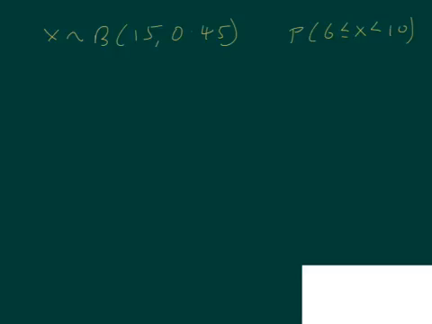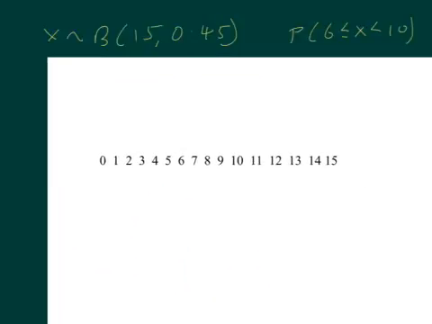Here's a third example. We've got a binomial distribution, 15 trials, the probability of success is 0.45. What's the probability that the number of successes is between 6 and 10? It could equal 6, but it couldn't equal 10. So we need to have a look at this row of numbers again. We want x to be between 6 and 10. It can equal 6, but it can't equal 10. So in other words, we want 6, 7, 8 or 9. So therefore, these numbers are all the numbers up to and including 9, minus all the numbers up to and including 5.